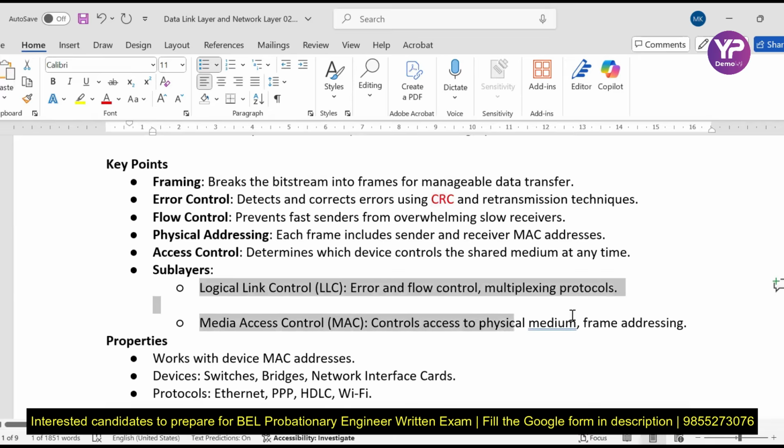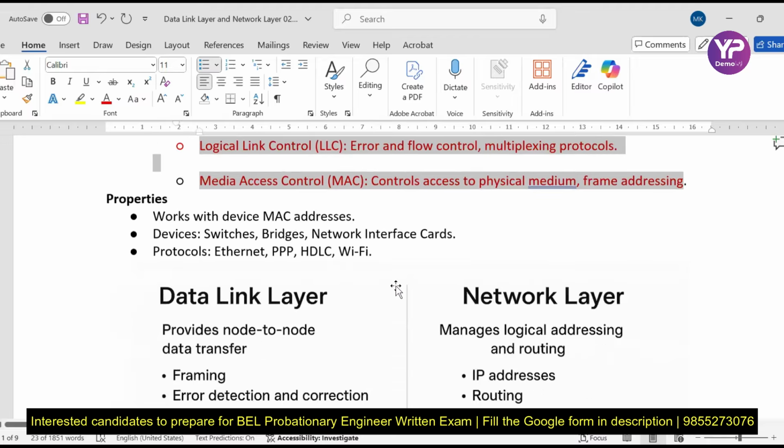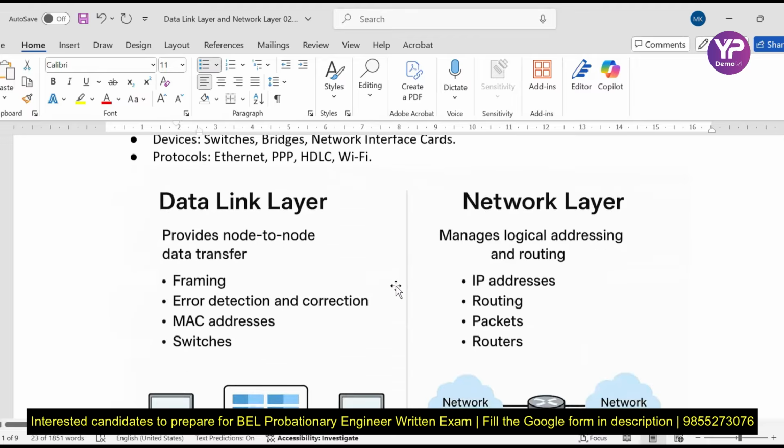Data link layer is actually divided into two parts. Keep in mind. One is logical link control, LLC, which handles the flow and error control or multiplexing. One is media access control, which controls access to physical medium. Task of framing and addressing is done at media access control, MAC. So keep in mind, data link layer is internally divided into parts. That is very important. Now, okay, that's fine.